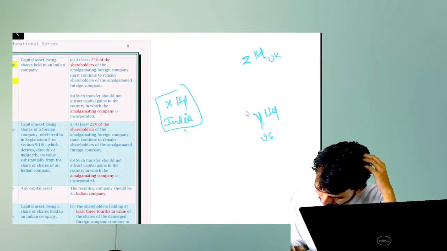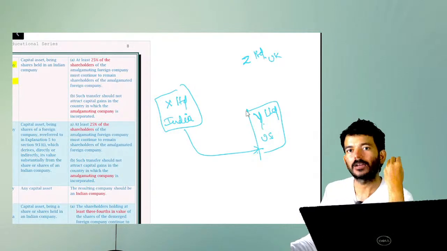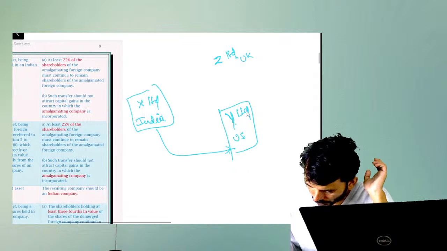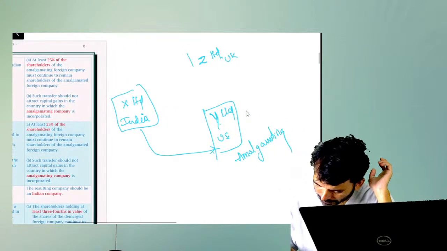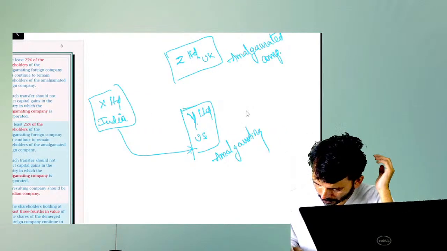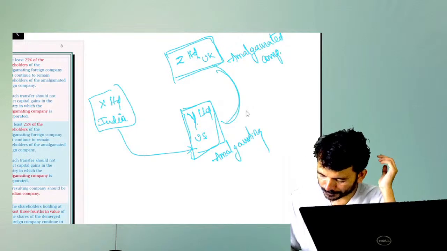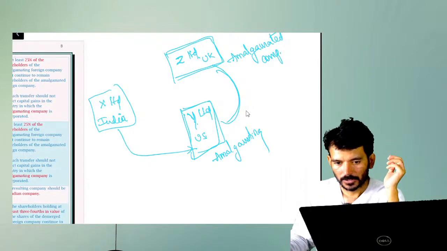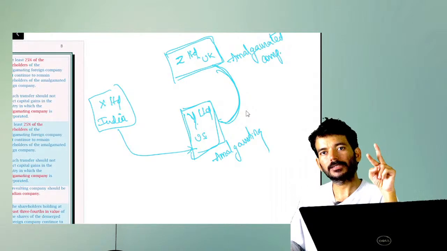Now X Limited shares are held by Y Limited, maybe a substantial share, not 1 or 2, assuming 10%. Now this is the amalgamating company. They are getting amalgamated with Z Limited. This is the amalgamated company. So now, because this company is getting amalgamated with Z Limited, obviously their assets are going to Z Limited. Share is also an asset, right? So should they pay tax in India?